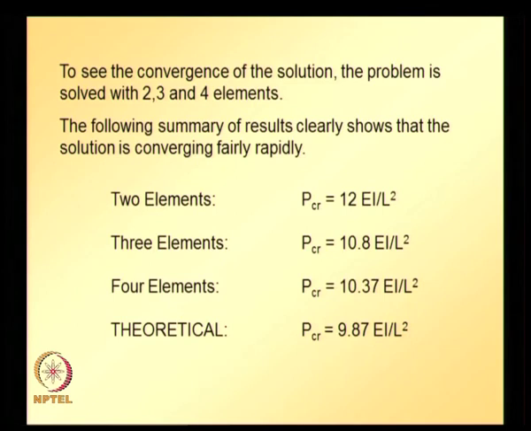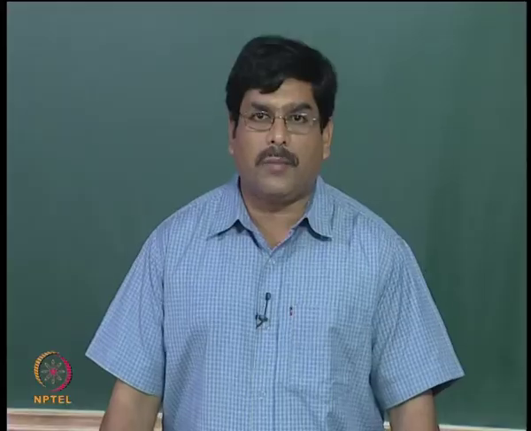Whereas the theoretical value is P critical equal to pi square EI over L square, which is 9.87 EI over L square. So you can see the solution is converging fairly well. If you want a value closer to 9.87 EI over L square, we can try this problem using 5 linear elements, or we can adopt higher order elements. Instead of linear elements we can adopt quadratic elements, that is, instead of 2 node elements we can go for 3 node elements. So in the next class we will be looking at higher order elements.